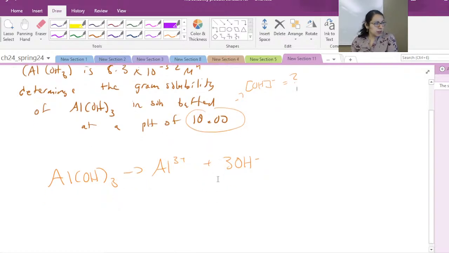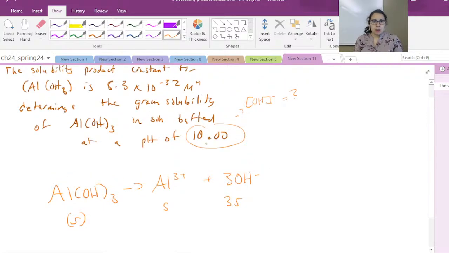Yeah, so I feel like we're there. So what's the problem though? We can set up our solubility product, so we can at least think about it as S and 3S. But then what's the hydroxide concentration dominated by? And you said it was basic, so what number do we need to calculate first then?